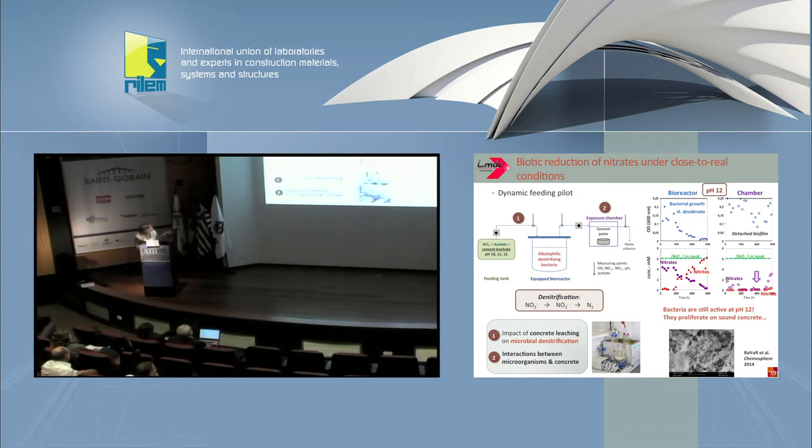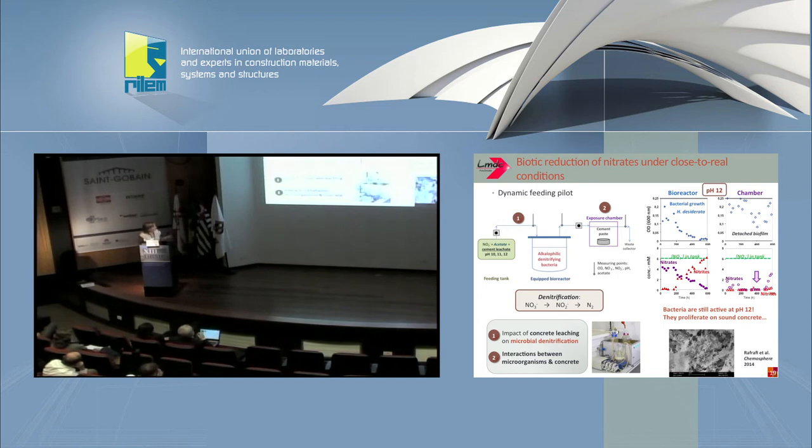But you can see that in the chamber, in the presence of the cement paste, there is even more activity. So what happens, actually? There is the formation of a biofilm. This is the surface of the specimen of the cement paste, and you have a biofilm that formed on the sound concrete. It was really at pH 12.5 at the beginning of the experiment. And only after 1 month, we saw this big biofilm on the surface.